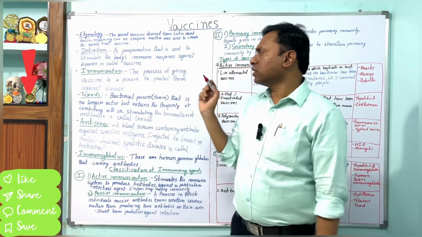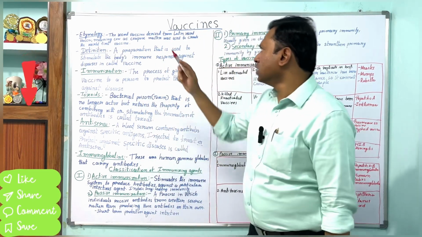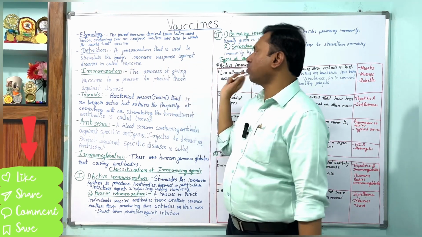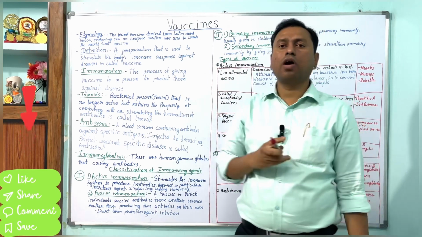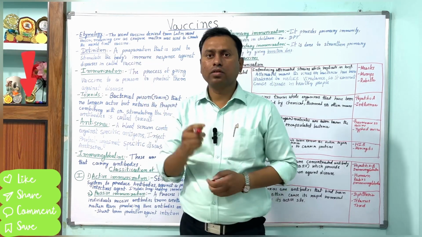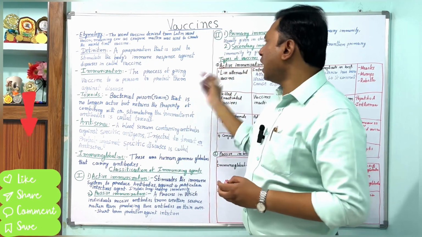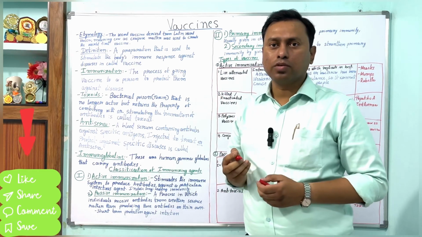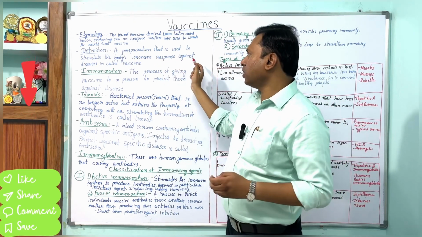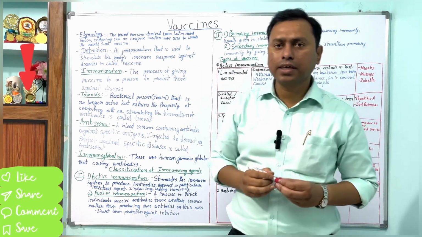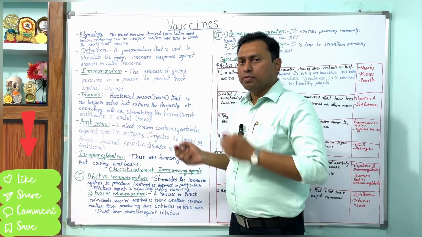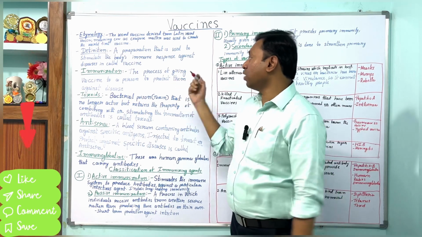Now the definition of the vaccine: a preparation that is used to stimulate the body's immune response against disease is called a vaccine. It means it is a biological preparation that is used to stimulate the immune system, to stimulate immunity in our body, an immune response against a particular disease. That is called a vaccine.